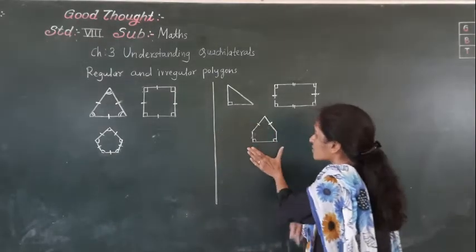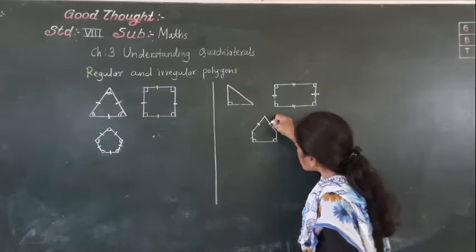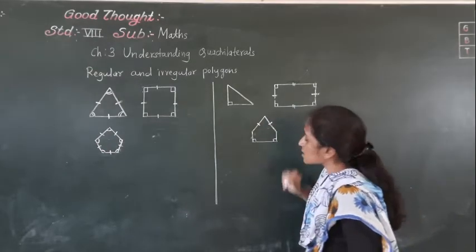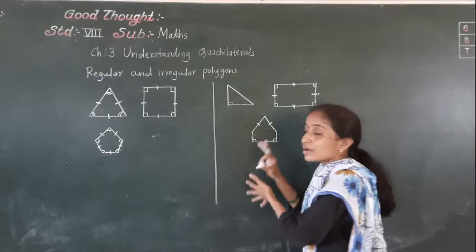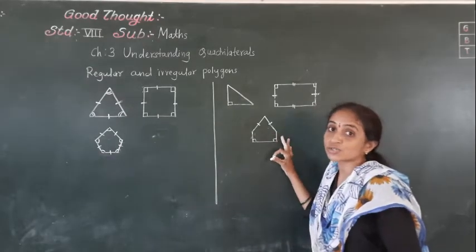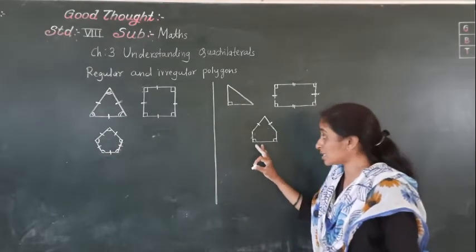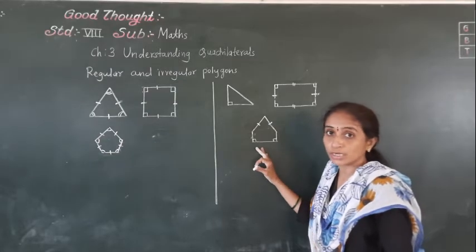But if we observe this figure, these two sides are equal, these two angles are equal. All sides and all angles are not shown equal. So this is irregular. So this is an irregular polygon.